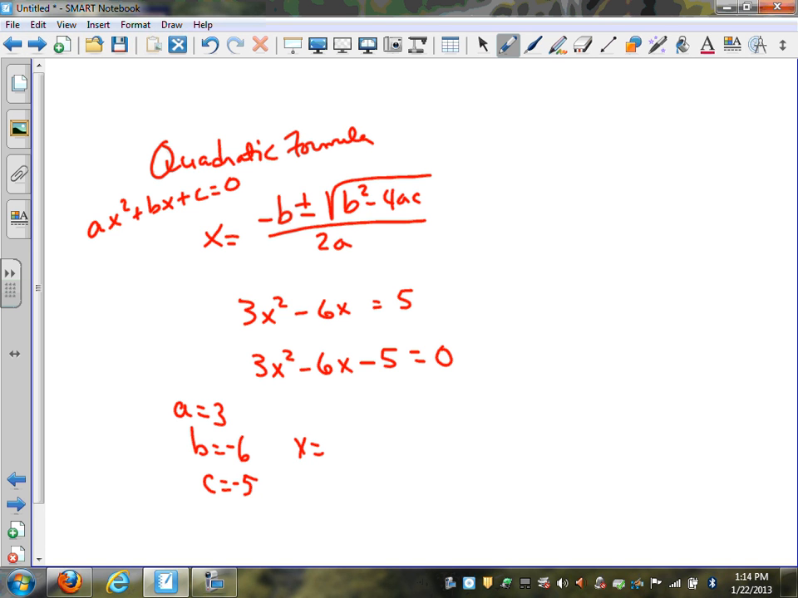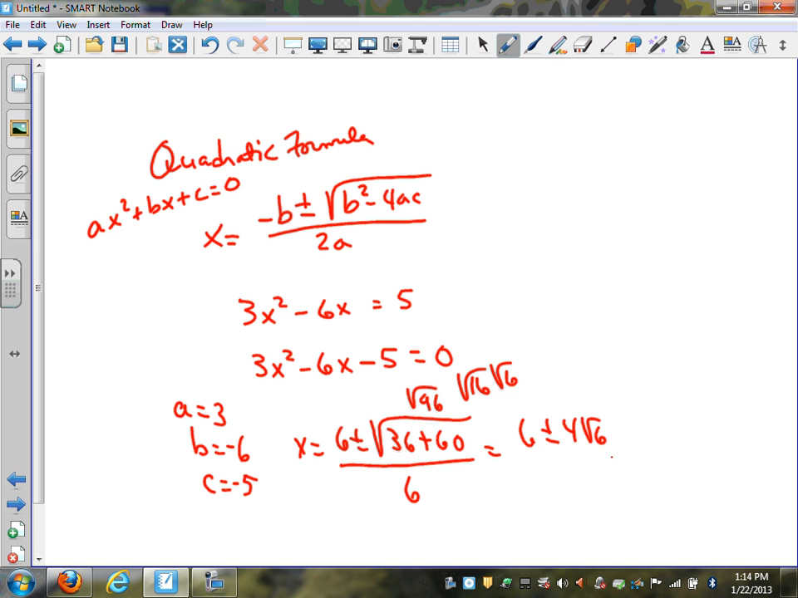What's the opposite of negative 6? Negative 6 squared minus 4 times 3 times negative 15, all over 2 times 3. So the square root of 96. You guys reduce the square root of 96. 16 times 6. 4 square root of 6, all over 6. Can you divide all of those by 2? Yes, you can. So you're going to get 3 plus or minus 2 square root of 6 all over 3.